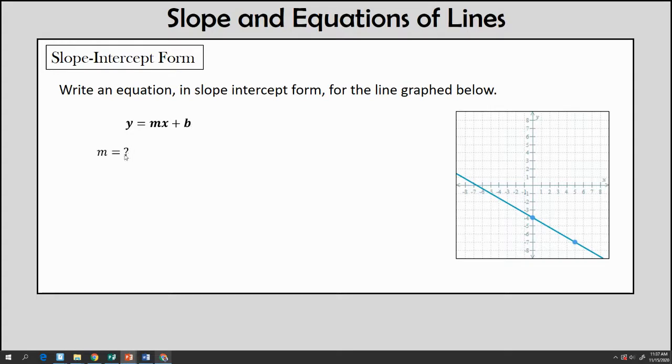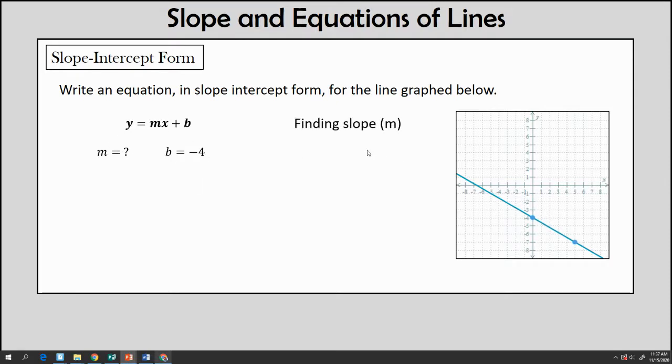Do we know the slope yet? No, not really. We're going to find it pretty quick, but it's not given to us. Do we know the y-intercept? Well, actually, we do. So here's where you got to look carefully. See how they put the point right on the y-axis, and it's right at negative 4? That means the y-intercept is negative 4. Okay. So I know the y-intercept. Now I got to figure out slope.